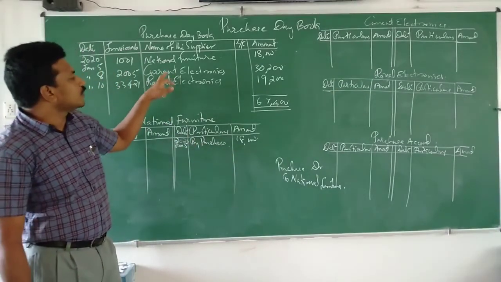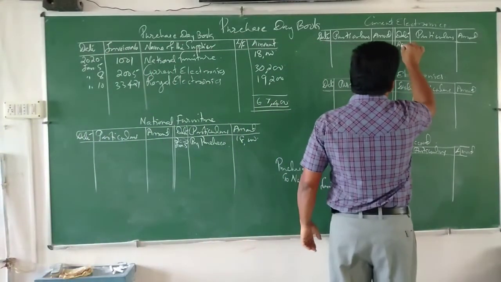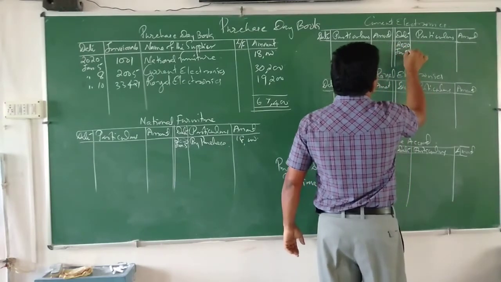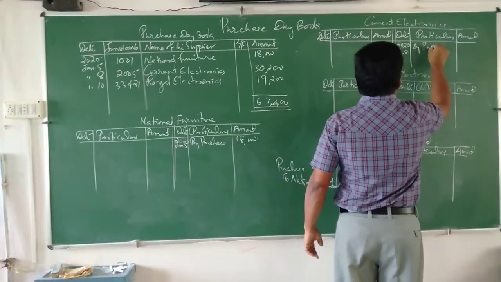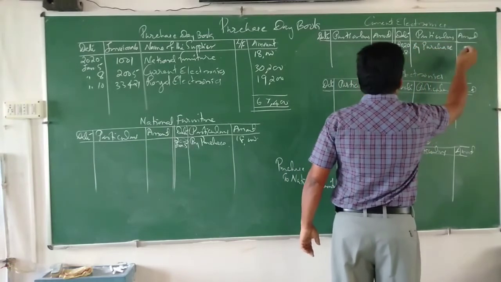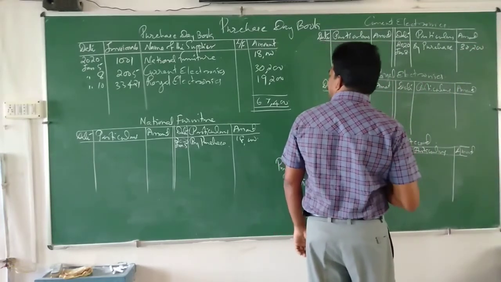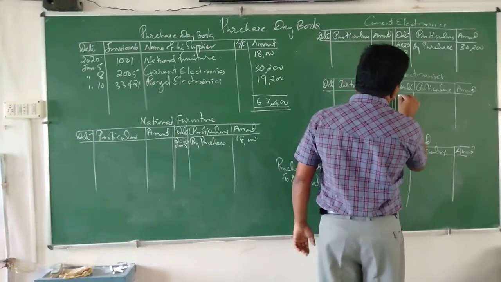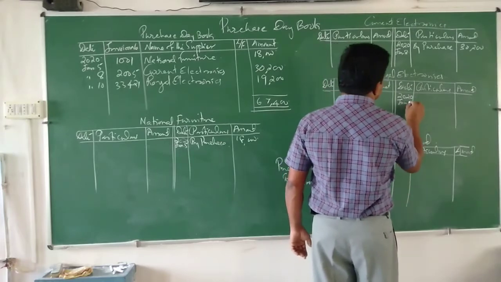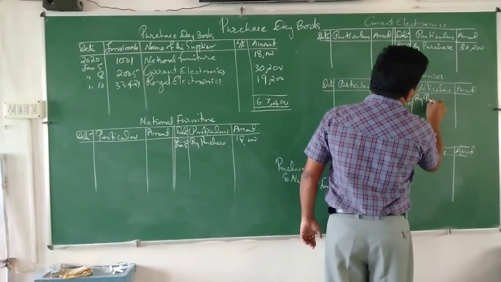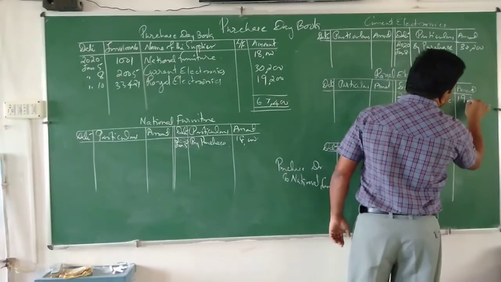So like that for current electronics, by purchase, 2020 January 8, by purchase, 30,200. For Royal Electronics also, we will write like that: 2020 January 10, by purchase. How much? 19,200.